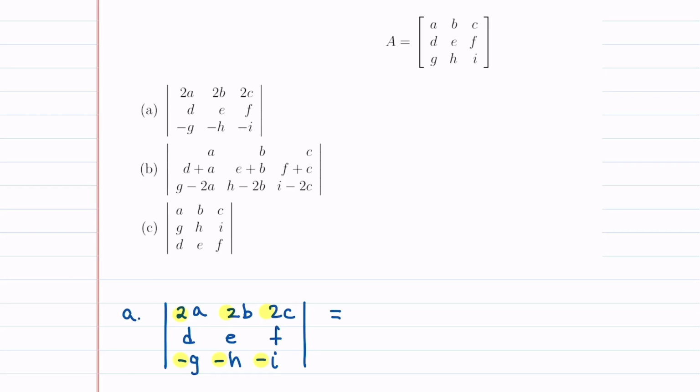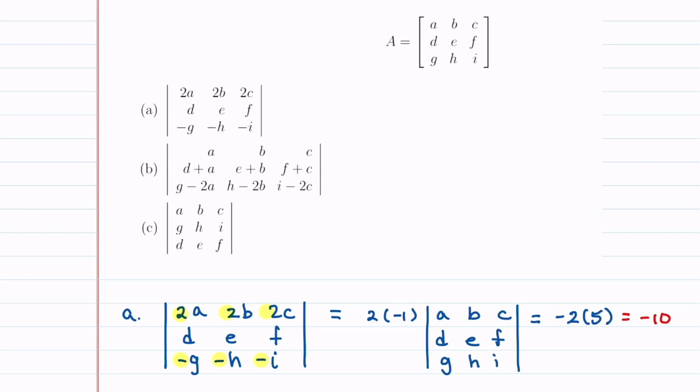Whenever you have a constant that multiplies a row of a determinant, you can just pull the constant out. So I'm going to pull out a 2, and I'm going to pull out a negative 1, and that's going to multiply our determinant ABC, DEF, and GHI. We're told that the determinant of A is 5, so this gives us a minus 2 times 5, which means that our determinant is equal to minus 10.